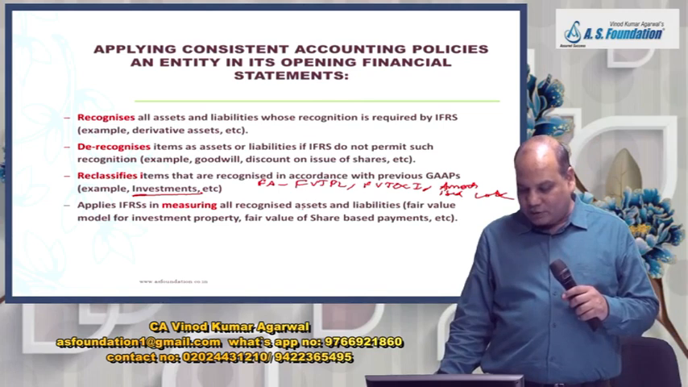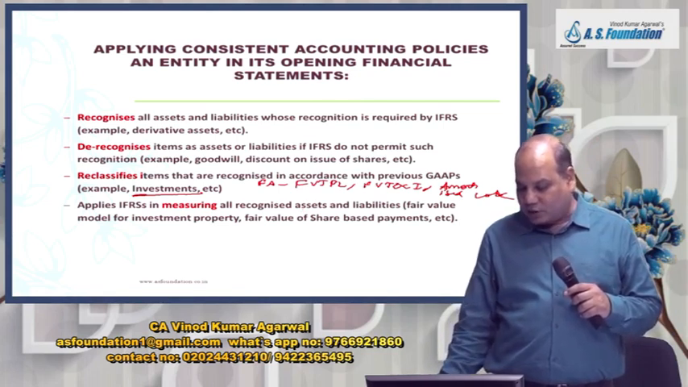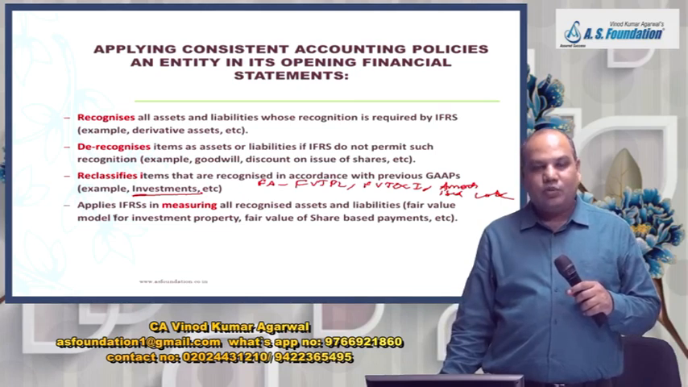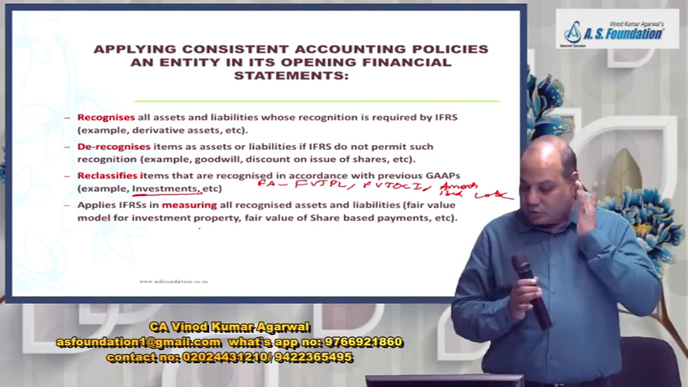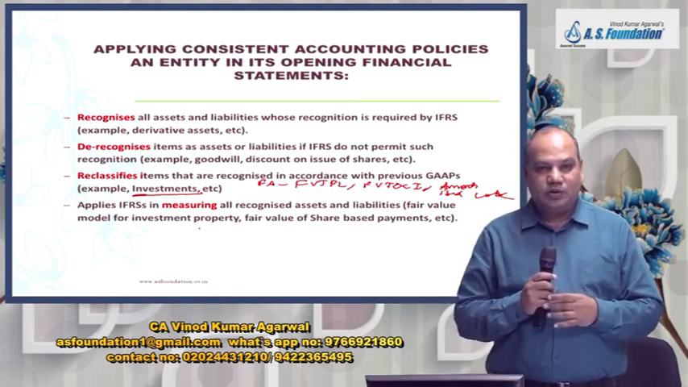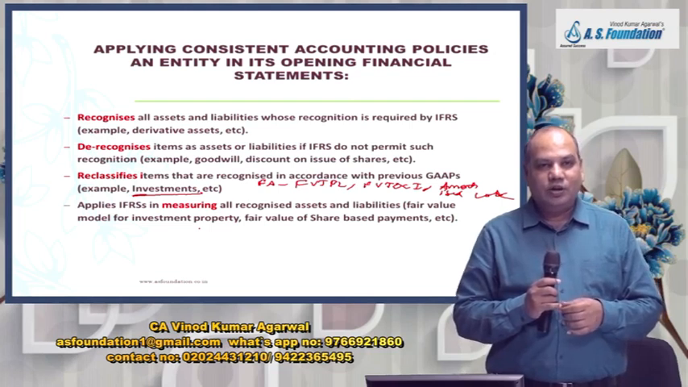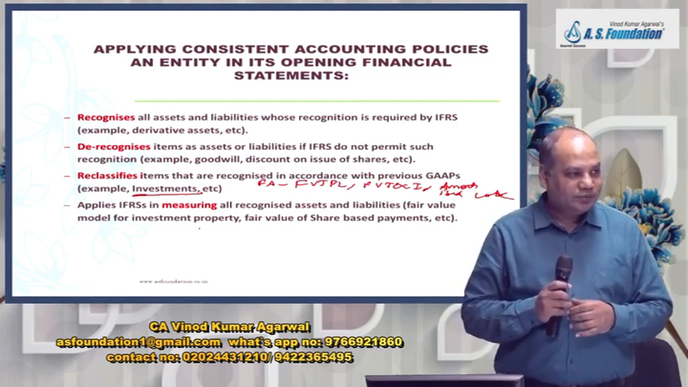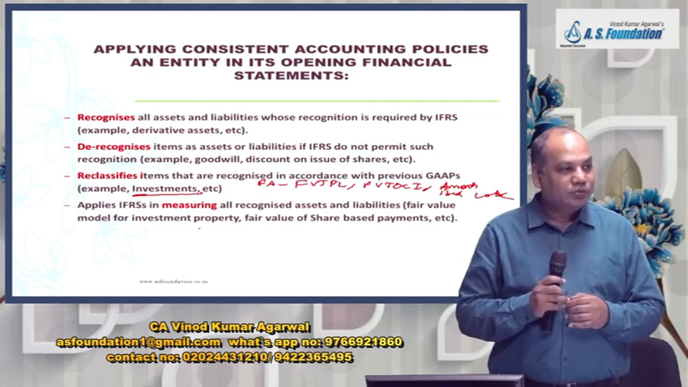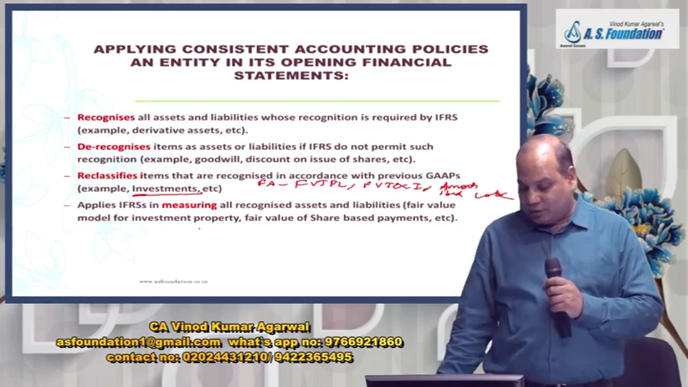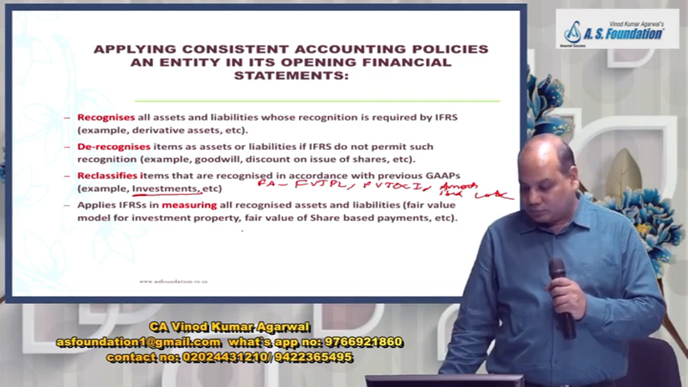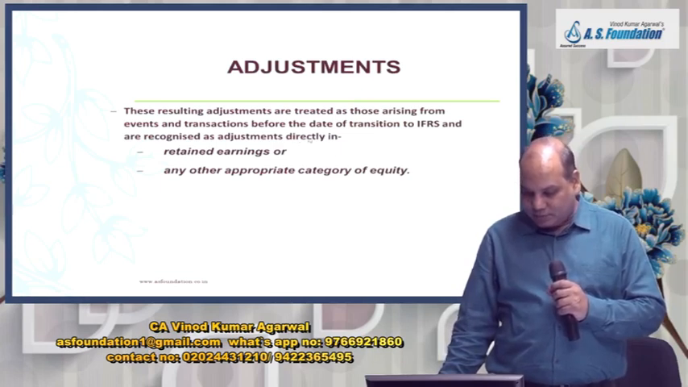So here, as an example, I have written measurement. For example, investment property. Earlier model may be cost model, but you may shift to fair value model. Or another example could be share based payment, which in India they allow the intrinsic value method. But in IFRS 2 you have to follow the fair value method. So you have to recalculate the value of all outstanding share based payment at fair value. Okay. And then we will see many other such adjustments.